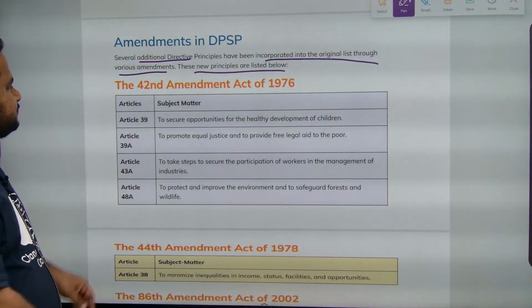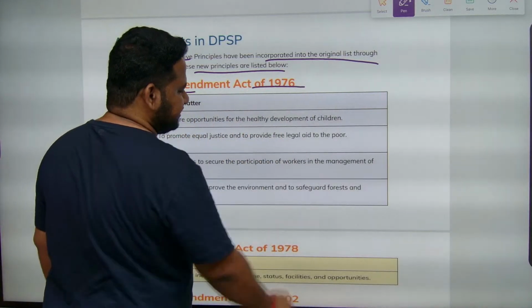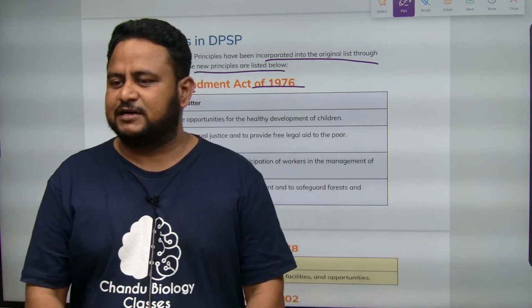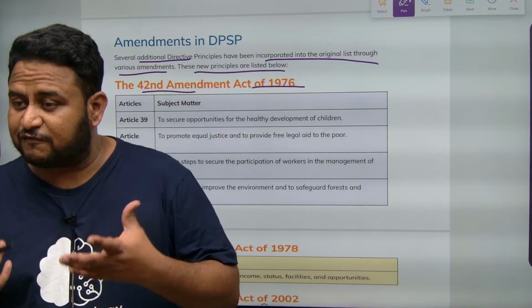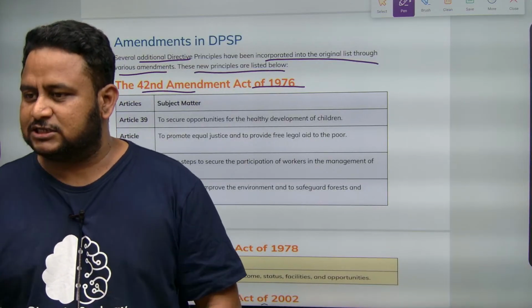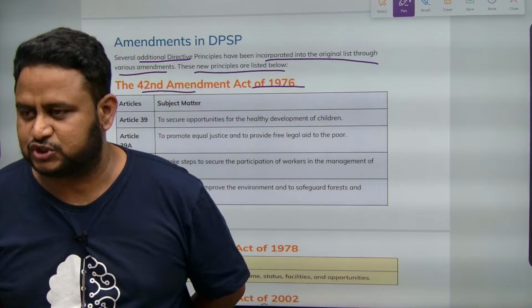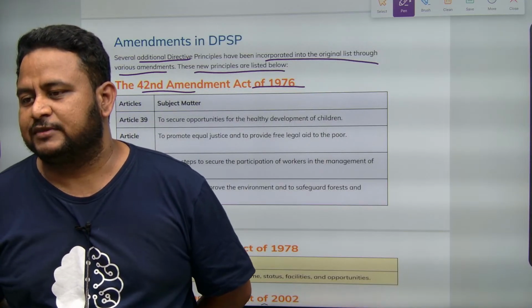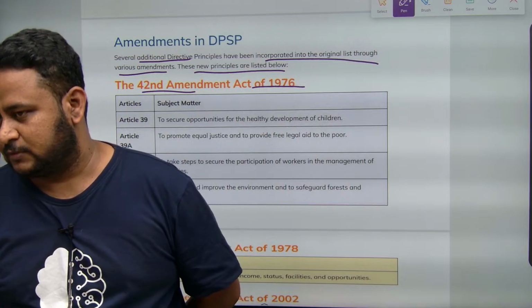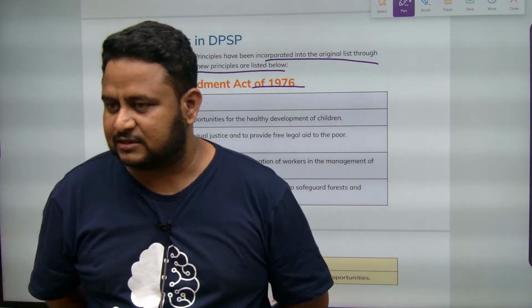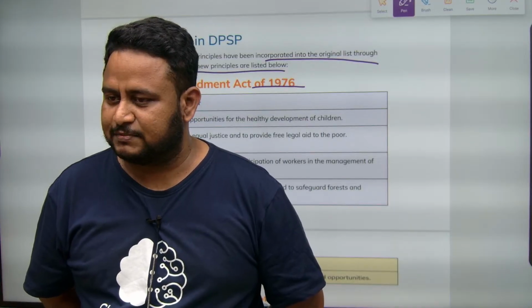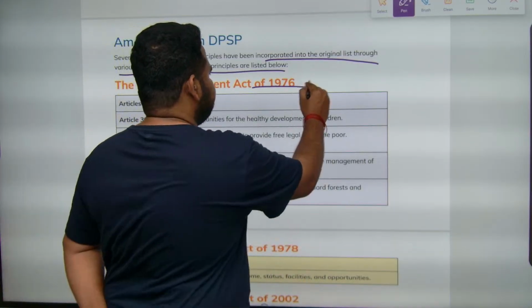One is the 42nd Amendment Act of 1976. Whenever I talk of amendments, most of the time I will be repeating the 42nd Amendment of 1976. That is because there were a lot of amendments in the 42nd Amendment Act. That is why it is called the Mini Constitution. It was done during the Prime Ministership of whom? Indira Gandhi. You have to remember this also. The 42nd Amendment Act, which is called the Mini Constitution, was under the Prime Ministership of Indira Gandhi. Please remember this.